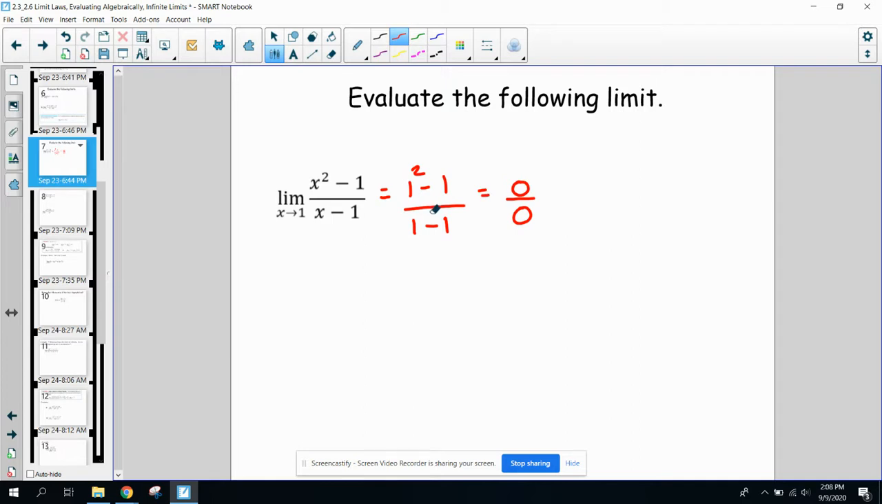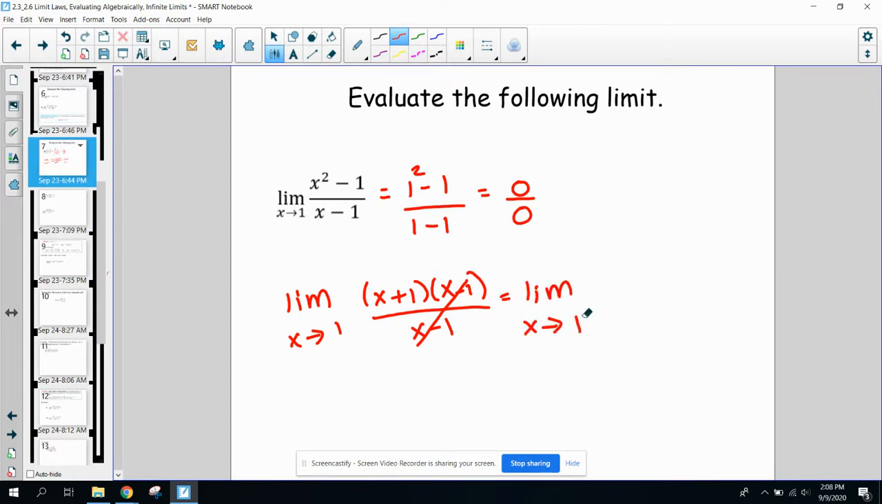So when you use direct substitution and it fails you, where you end up with a 0 on the bottom, you want to try to use algebra if you can to simplify first. Here we can rewrite the numerator by factoring it using difference of squares. So we're going to have x plus 1 and x minus 1 over x minus 1. Then we can see that there's x minus 1 in the top and the bottom. They're going to cancel out. We're left with just the limit as x approaches 1 of x plus 1.